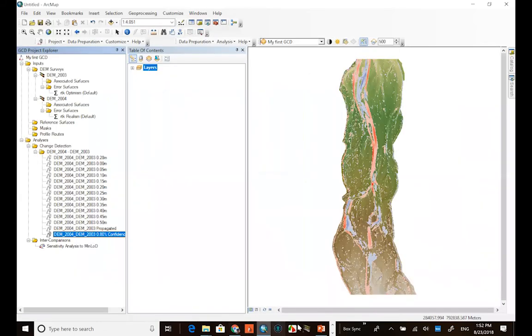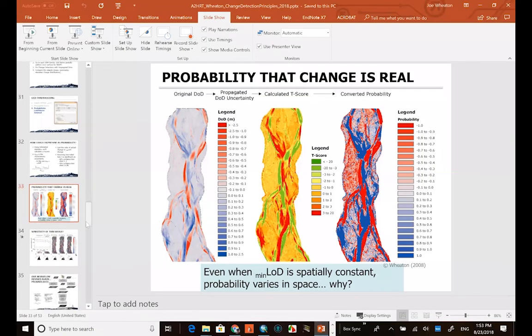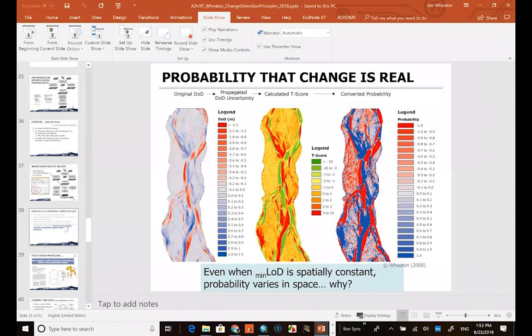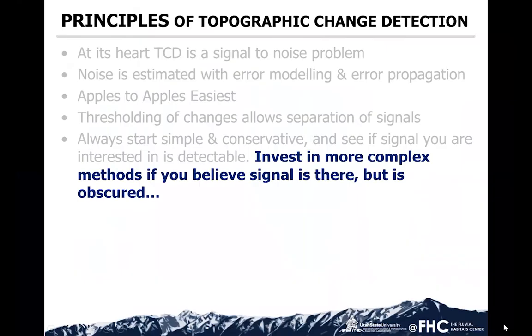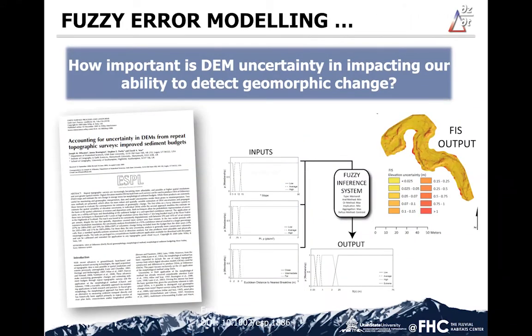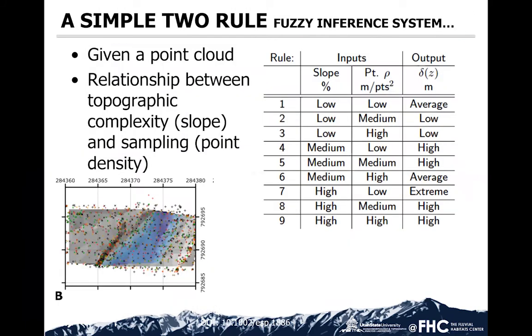Okay. So what I want to do lastly is just show you a couple of other approaches. I'm not going to actually demo this, and then show you a couple of features that you might find useful in the GCD software. So the fuzzy models use simple inference systems or rule tables to compare things that you can model spatially. Here's slope and point density, and then what that would result in terms of the output elevation uncertainty.